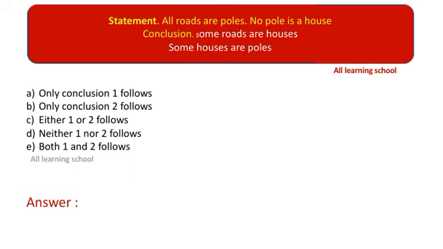All roads are poles, no pole is a house. This is the statement, and the conclusions are: some roads are houses, some houses are poles. Now look at the statements. The first statement is positive and the second statement is negative. If one statement is positive and the other is negative, the conclusion should be negative. Here both the conclusions given are positive, so both conclusions will be wrong.